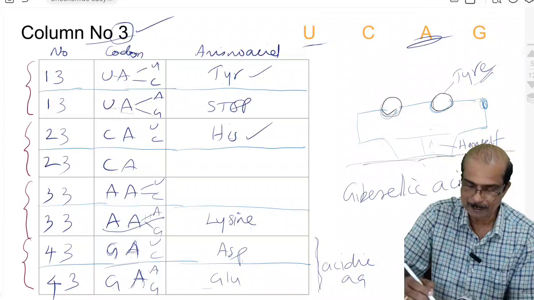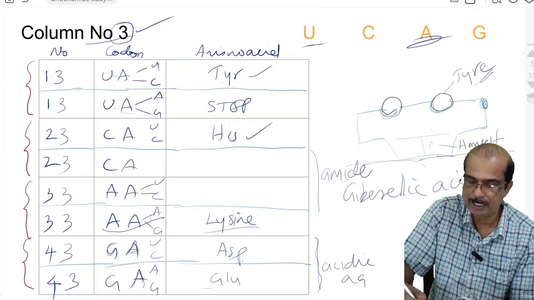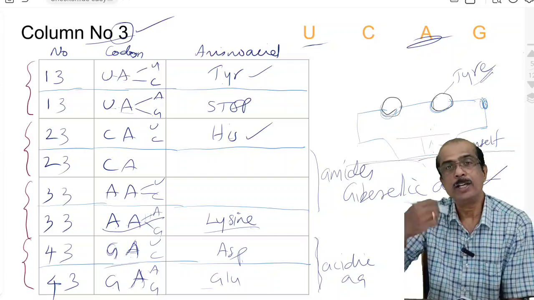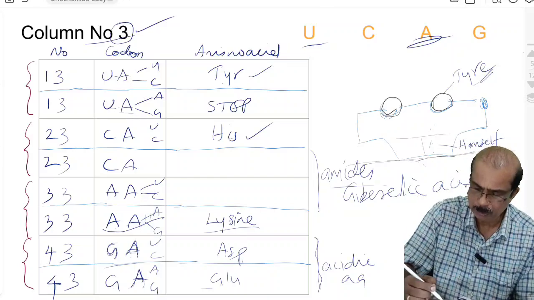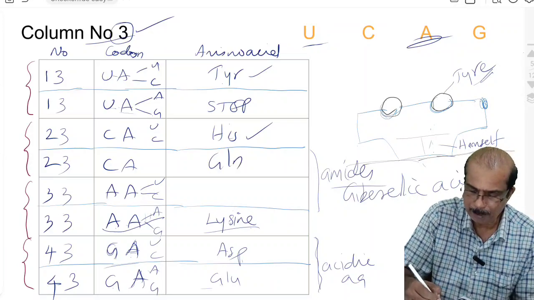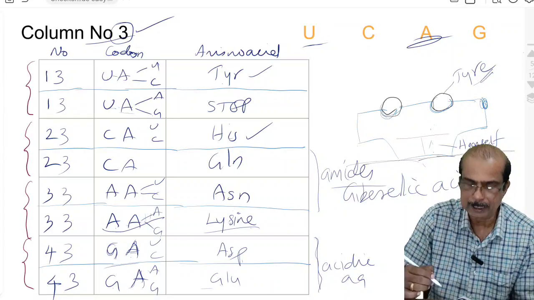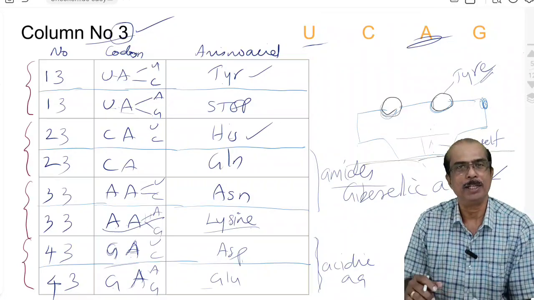Just above lysine, you have to place two amides, the more nitrogen-containing amino acids. Which are the amides? Glutamine and asparagine. So column number 3 is completed.